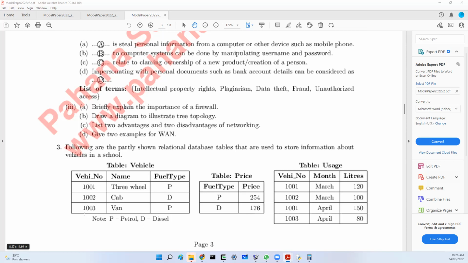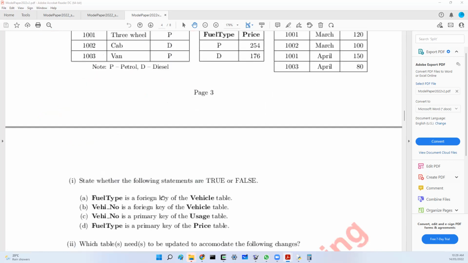Next. B, vehicle table, 1004, truck, D. Yes, that's good. Then usage table, 1004, April, 50. Okay, good. So that's okay, no? I'm not going to check it.